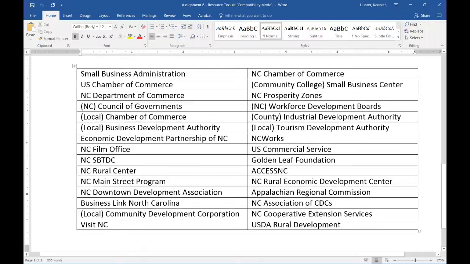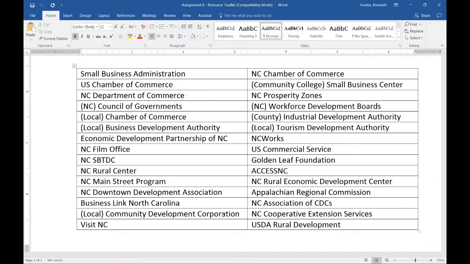This is the list of 30, and you can see some of them are there in a generic fashion, like Small Business Center. Every community college in North Carolina has a small business center. So you'd be describing generically what a small business center does. Same thing for workforce development boards or councils of governments or local chambers of commerce.